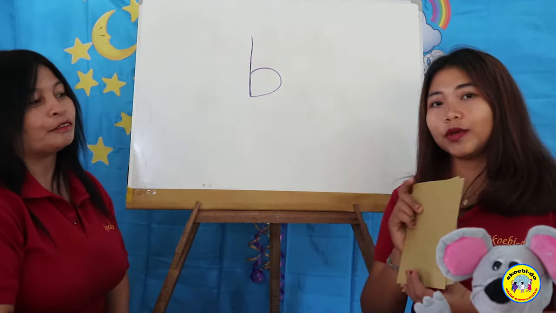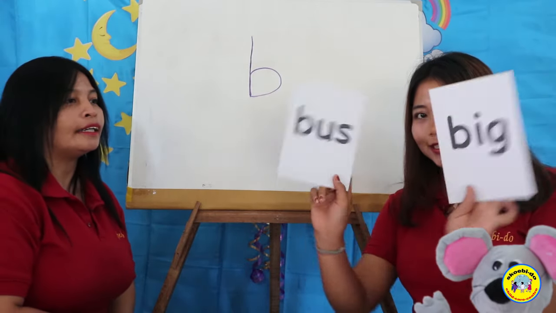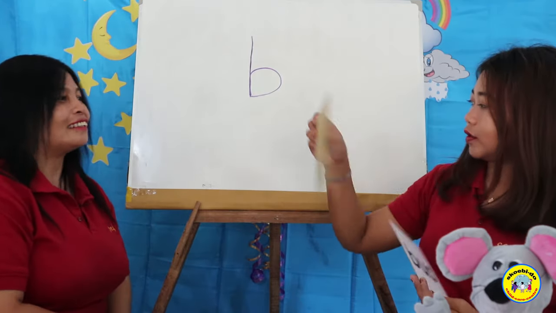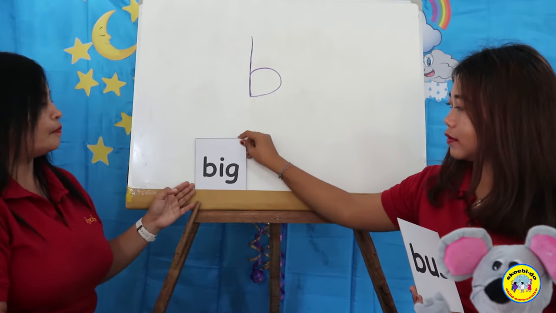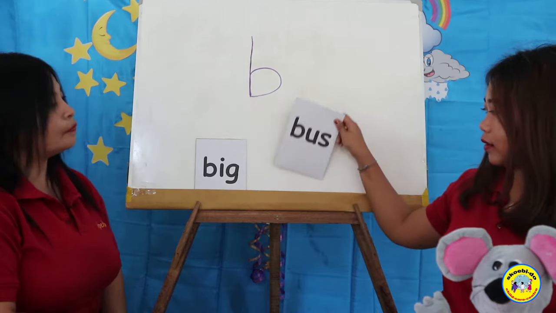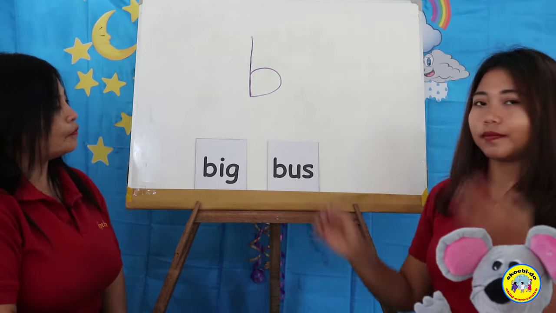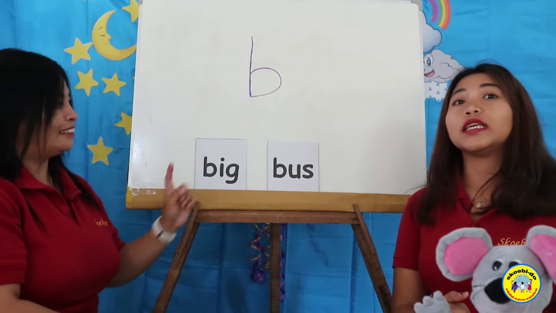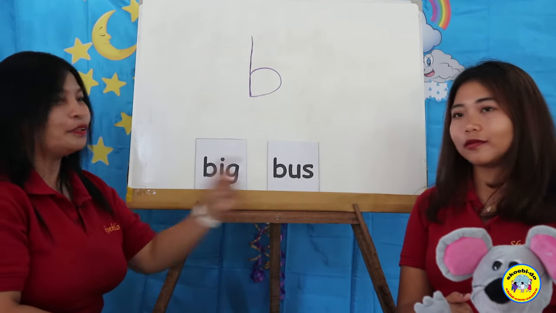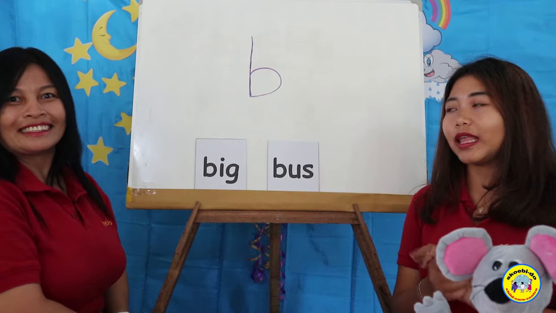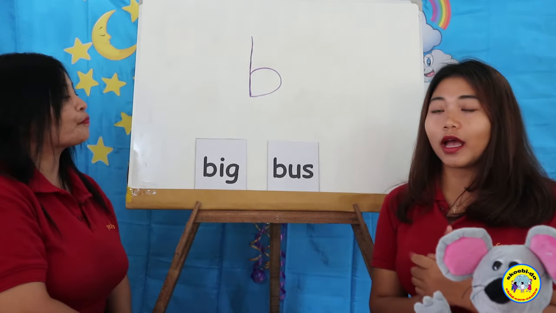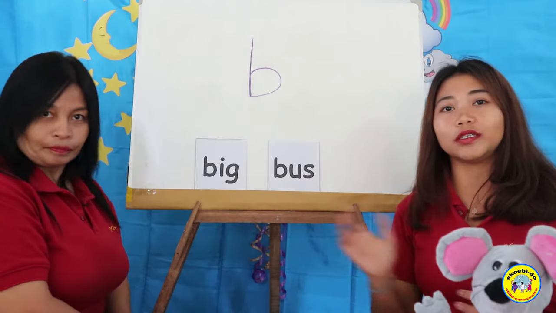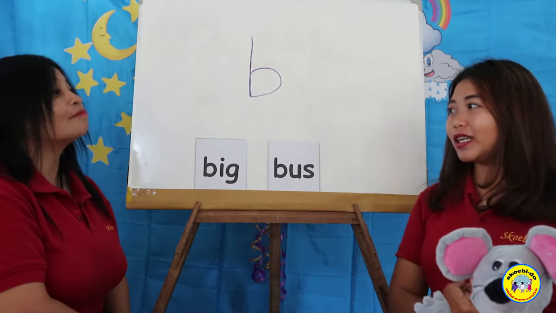So we start with this. I will put it here. And the other one I will put here. Wow, they're trying two words now. See? One, two. And then maybe you can understand the meaning of these two words. So we start.